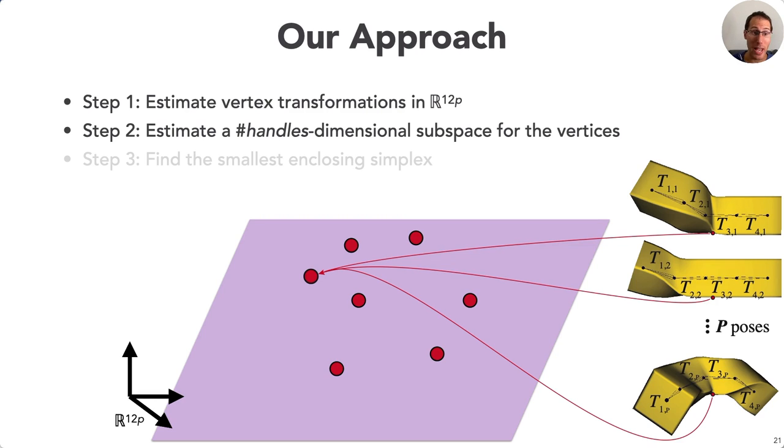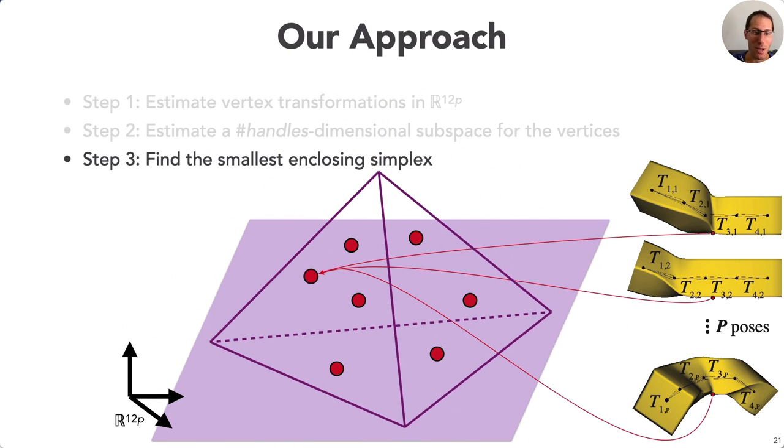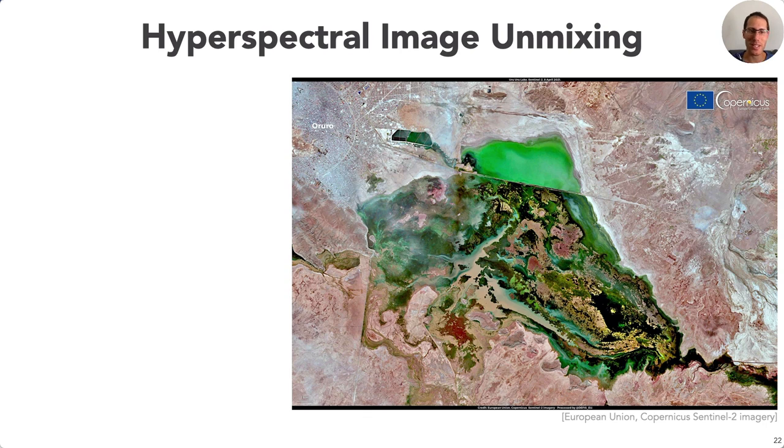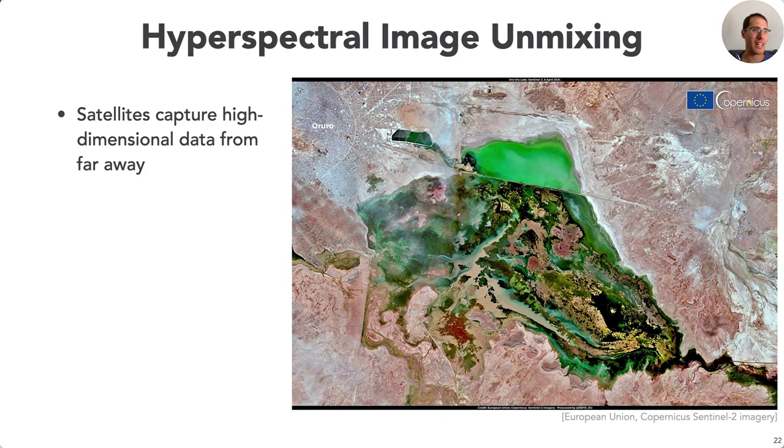So now, at this point, we have a handle dimensional subspace for the vertices. And we have our vertices, each vertex is a point in this handle dimensional subspace. So let's find the smallest enclosing simplex. So where does this idea come from? So hyperspectral image unmixing is a problem in hyperspectral imaging. And the idea here is that you have satellites which are capturing high dimensional data from far away.